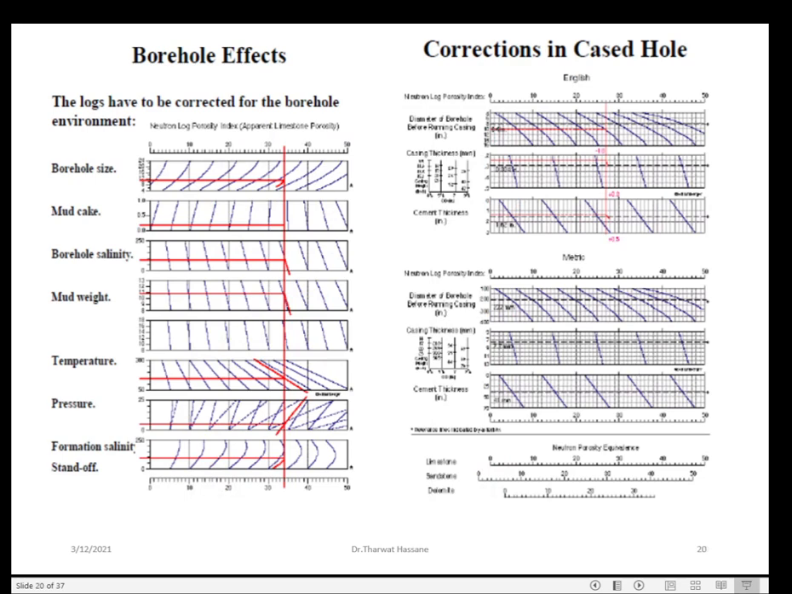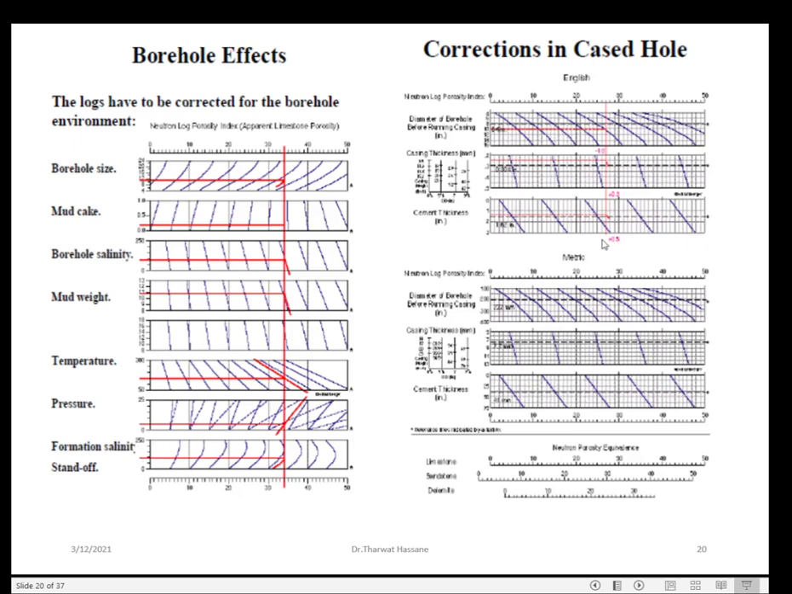As I mentioned before, all the tools during manufacturing have been put in certain conditions. That means if you are measuring in the same conditions, you will get the same result. If you are in different conditions, you will get a different result. We don't have ideal conditions like in the lab or the warehouse during calibration, so we do a sort of correction. Unfortunately, the neutron has a lot of corrections: borehole size, mud cake, borehole salinity, mud weight, temperature, pressure, and formation salinity.